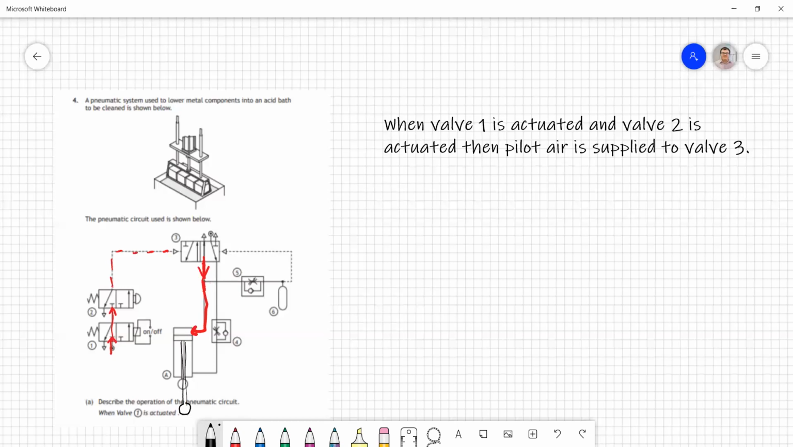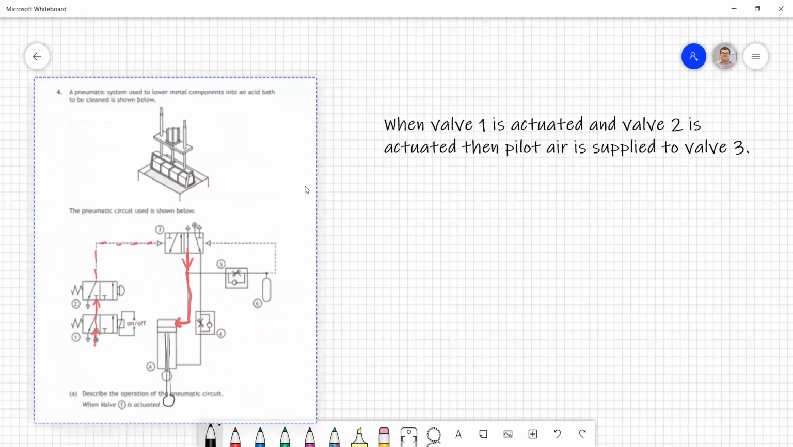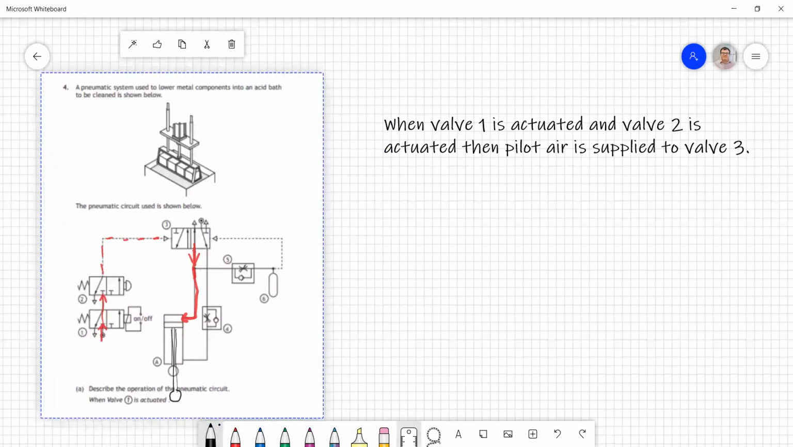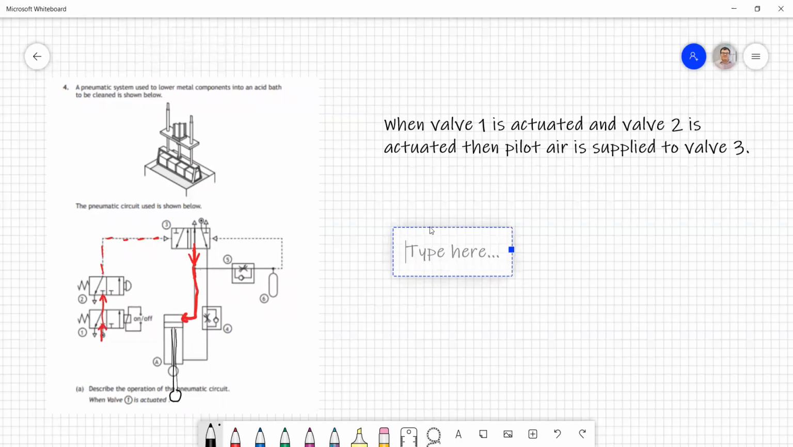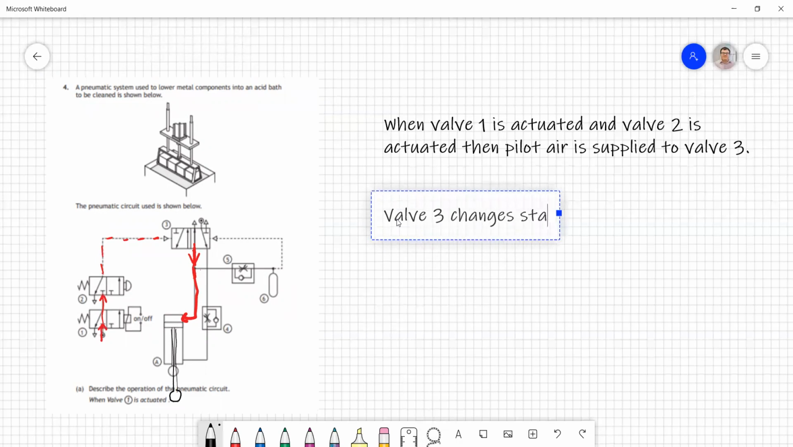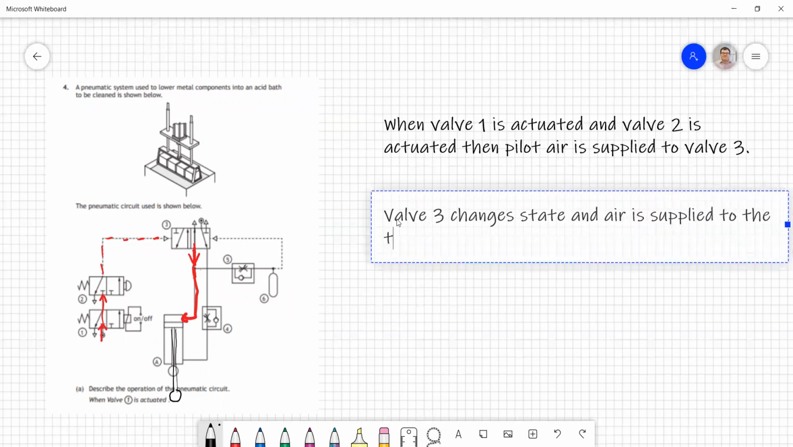But let's write up what happens first of all. Let's deal with the piston. So we can say first of all, valve 3 changes state. That's our 5-2 valve. We talk about that switching over. Air is supplied top. Piston.